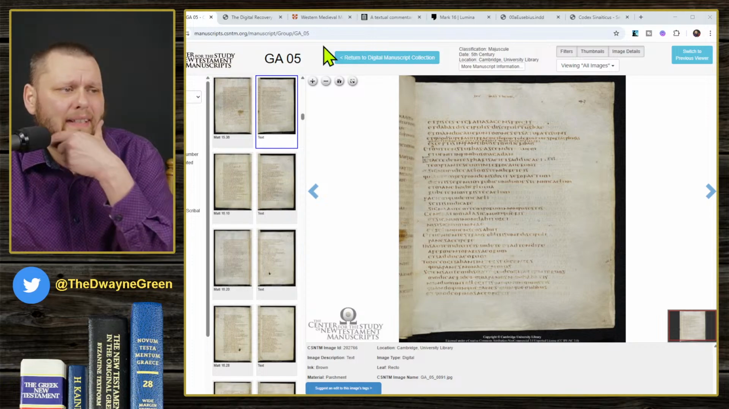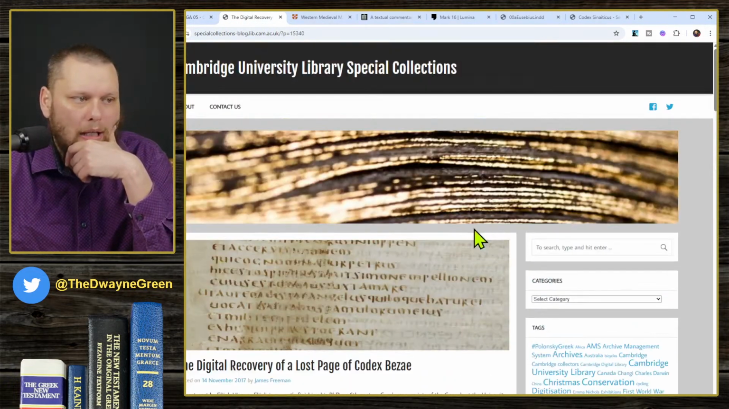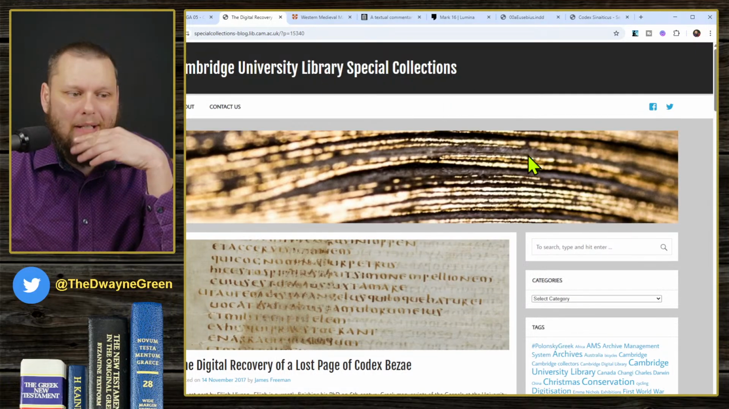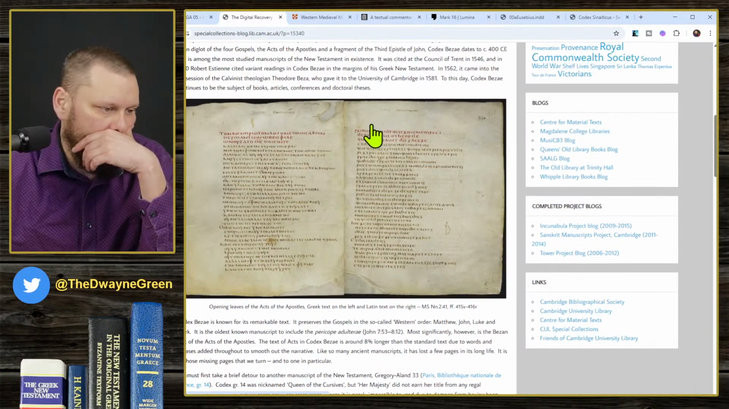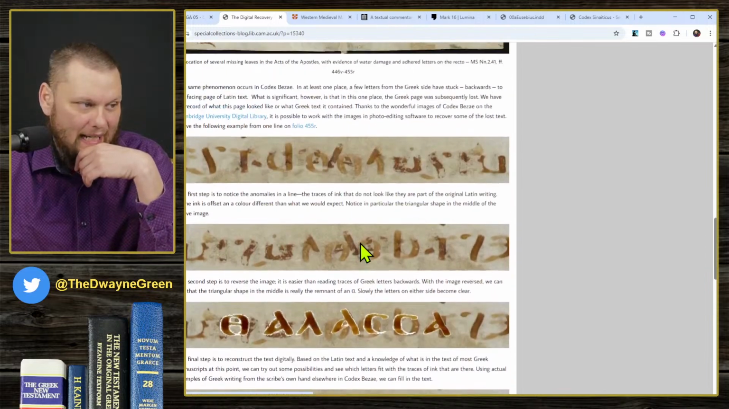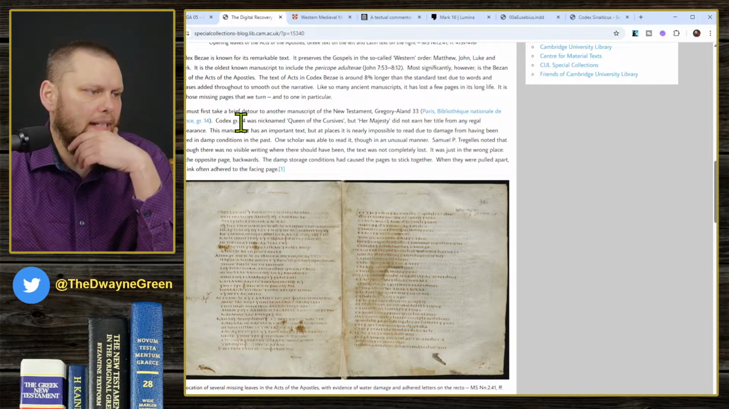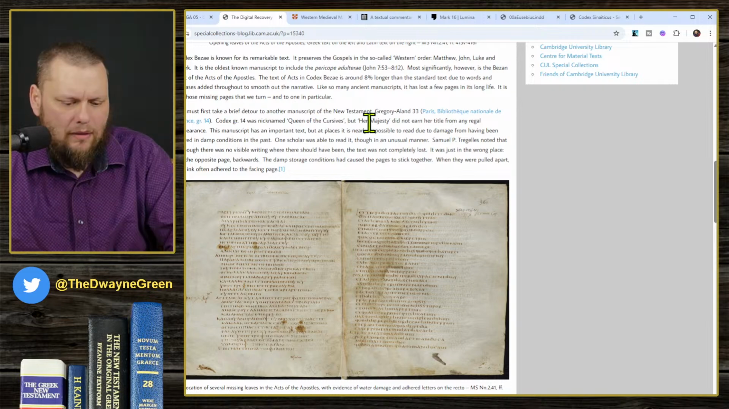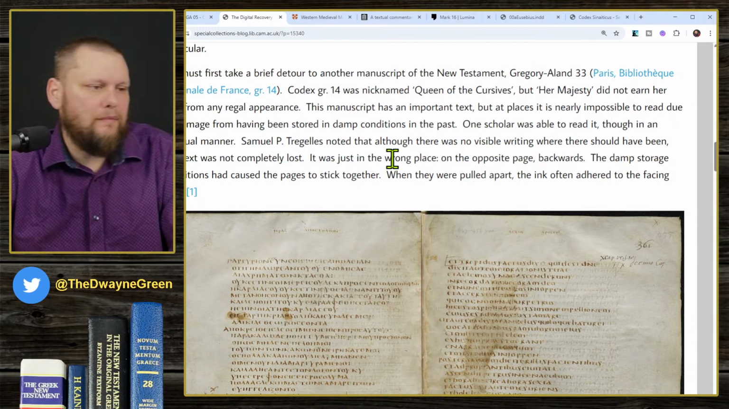Okay, let's come back here for a second. We'll revisit the comments later. I wanted to take a quick look at this article that Elijah Hickson wrote for the Cambridge University Library. Specifically, I just wanted to point out this interesting bit here, all these lines that you're looking at. So if we come up here, he takes a brief detour to another manuscript. I can make this bigger, can't I? Yes, I can. Let's do that.